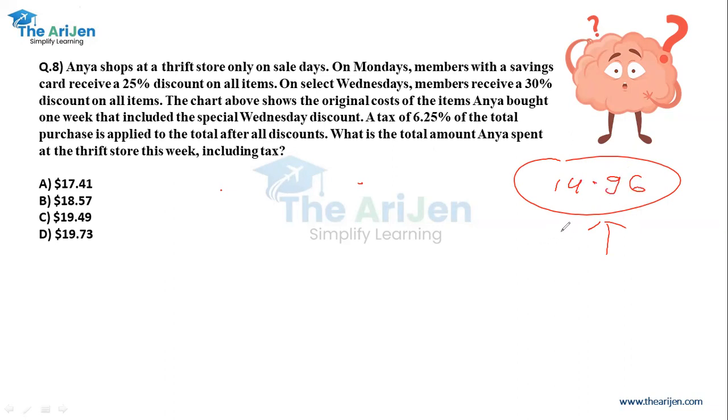Now the discount for this item was 25%. Okay, so 25% is there, 75% is there. So what we will find? We will find the 75% of 14.96, which will be 11.22.